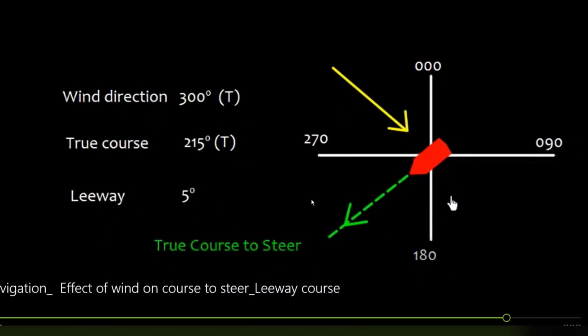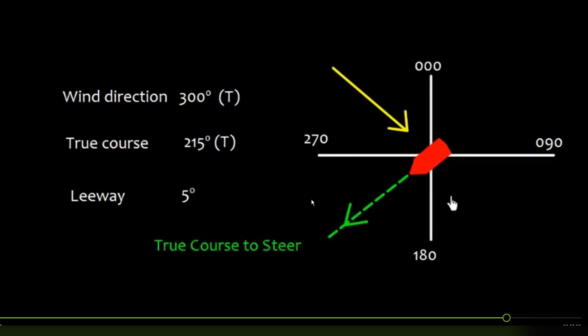Beta, can you tell me what will be the leeway track? 210, sir. Very good, beta. It will be 210 because you see from the diagram, to find the leeway track, we will have to subtract the leeway angle from course steered. So 215 minus 5 will give you 210 degrees as your leeway track.